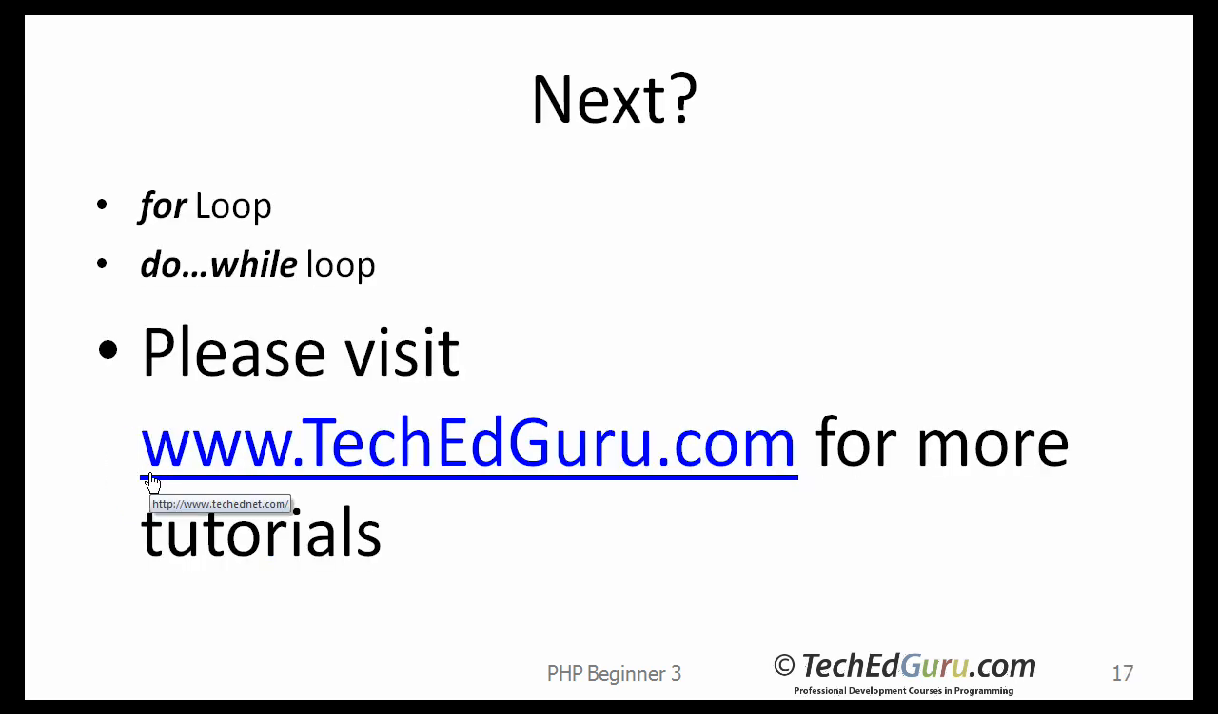Okay, so in this lesson we learned about making decisions using if and switch case, and also just a little bit about the forms and how to get input from the user. I will discuss that in more detail in one of my later tutorials. So what's next? We have the for loop and the do while loop coming up next.